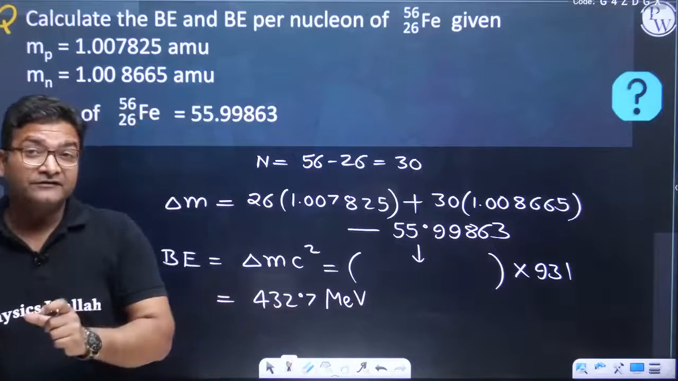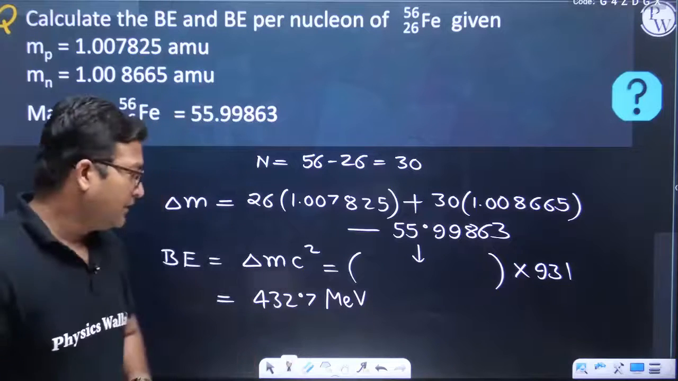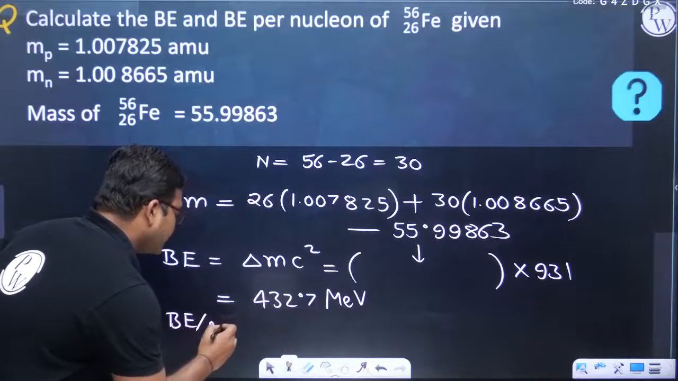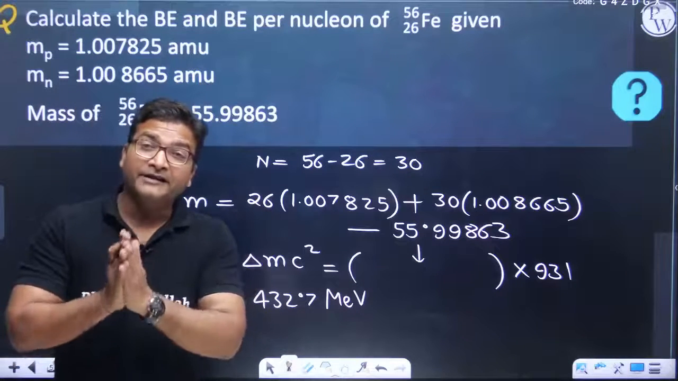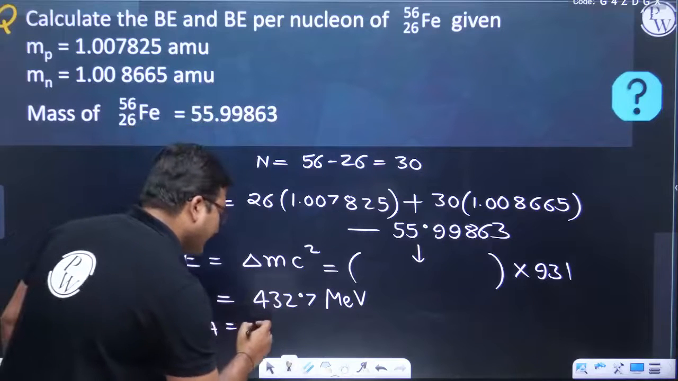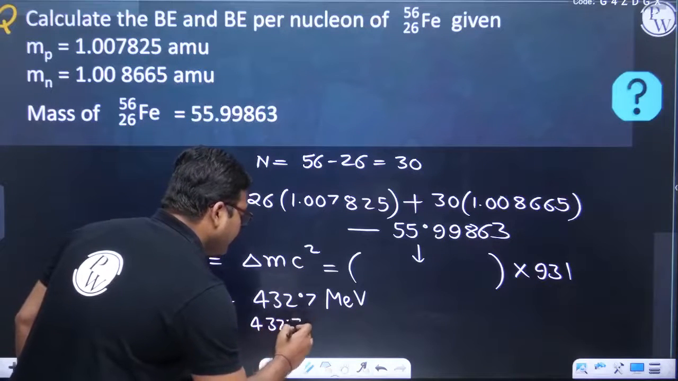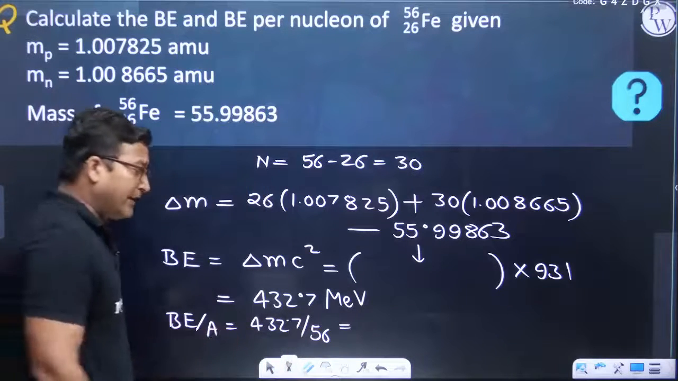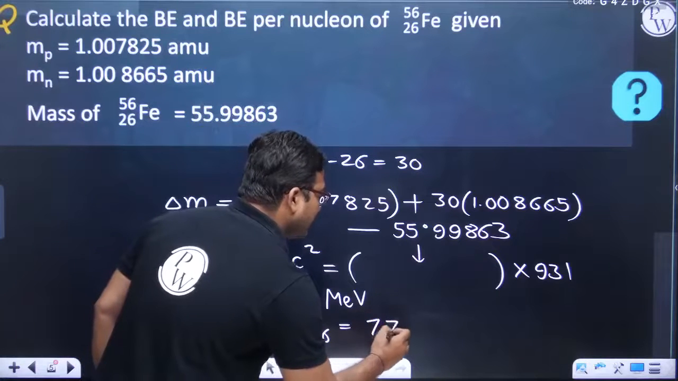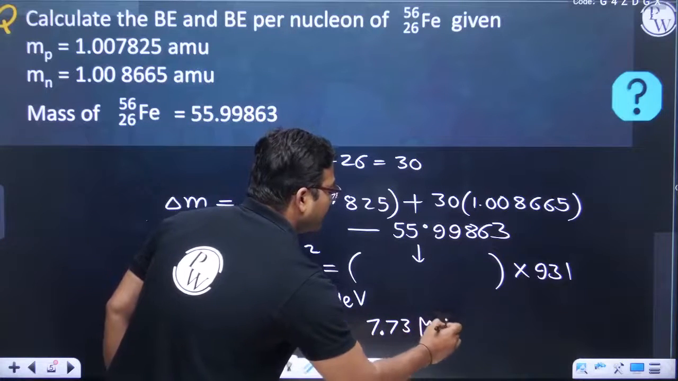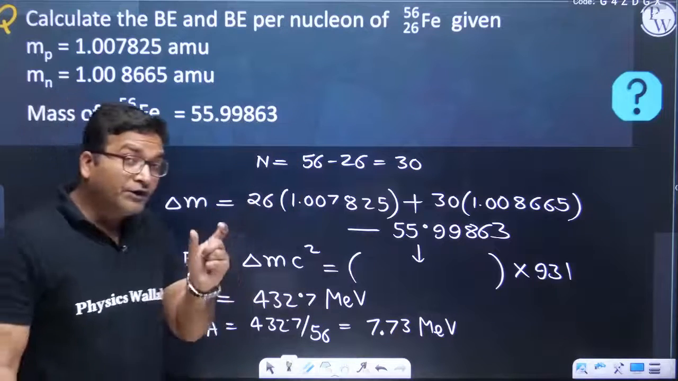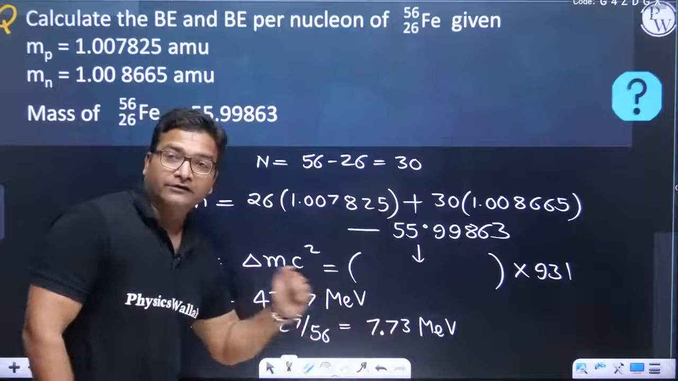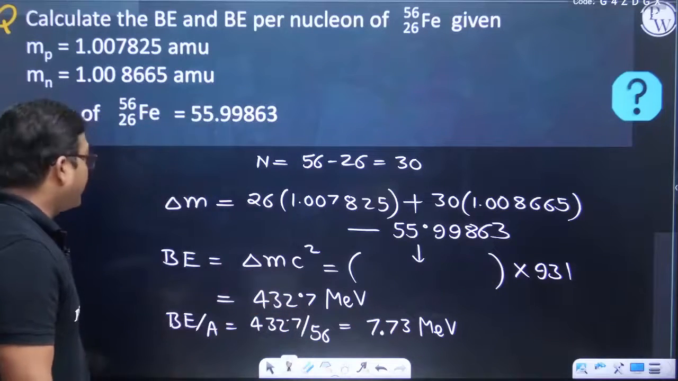But as they have asked, what is binding energy per nucleon? Binding energy per nucleon is the total binding energy divided by the mass number. So if we divide the total binding energy 432.7 by the mass number, which is 56, you get binding energy per nucleon as 7.73 million electron volt. So this is the contribution by each nucleon into the total binding energy. Okay, so let's move ahead.